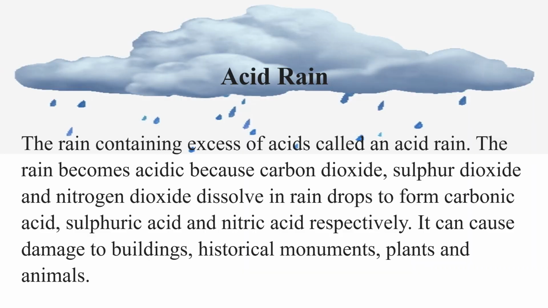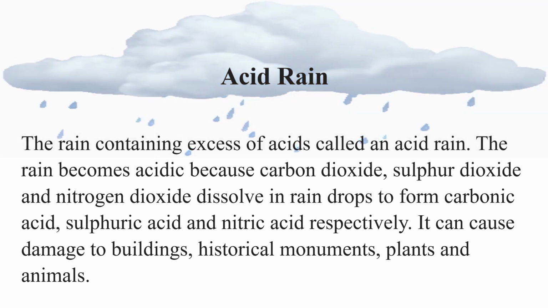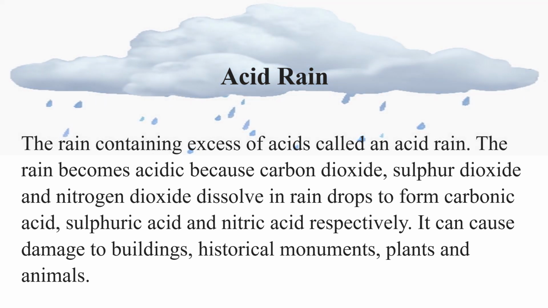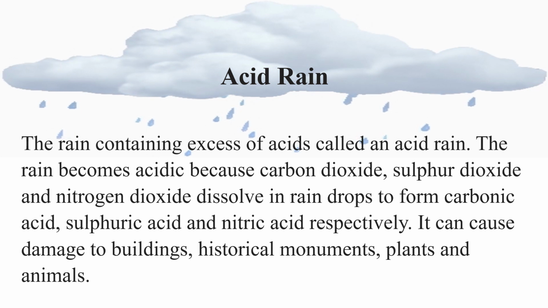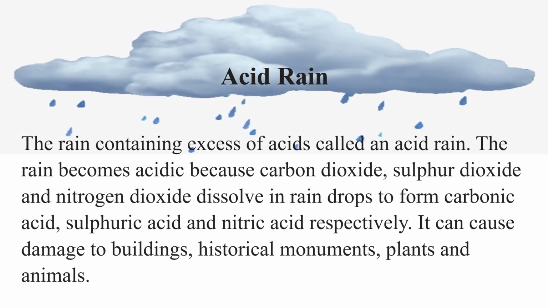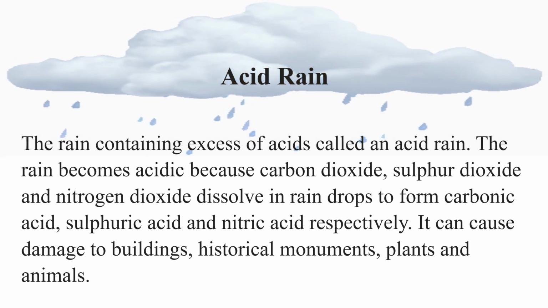Have you heard about acid rain? What do you mean by acid rain? The rain containing excess of acids is called acid rain. The rain becomes acidic because carbon dioxide, sulfur dioxide and nitrogen dioxide dissolve in raindrops to form carbonic acid, sulfuric acid and nitric acid respectively. It can cause damage to buildings, historical monuments, plants and animals.